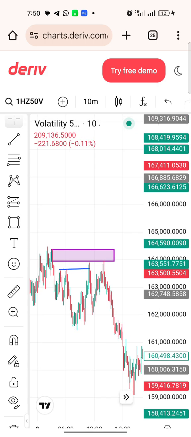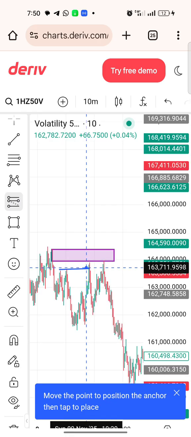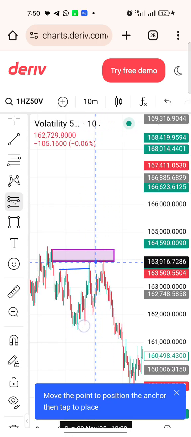So you see this setup over here. Clean. These are liquidity down here. This is our setup.